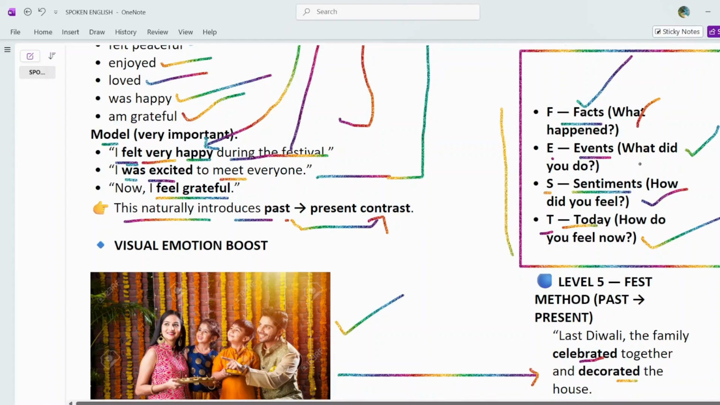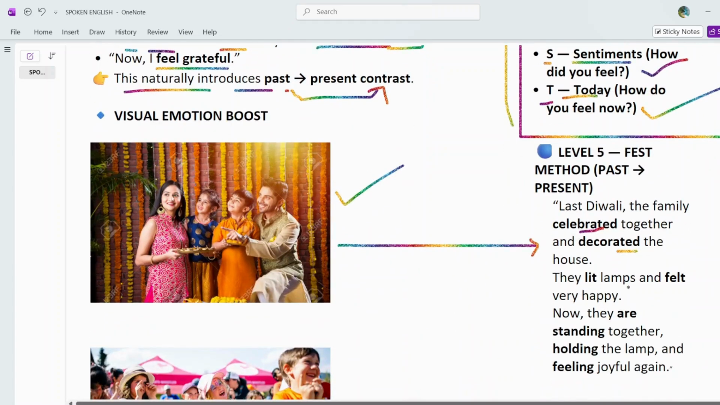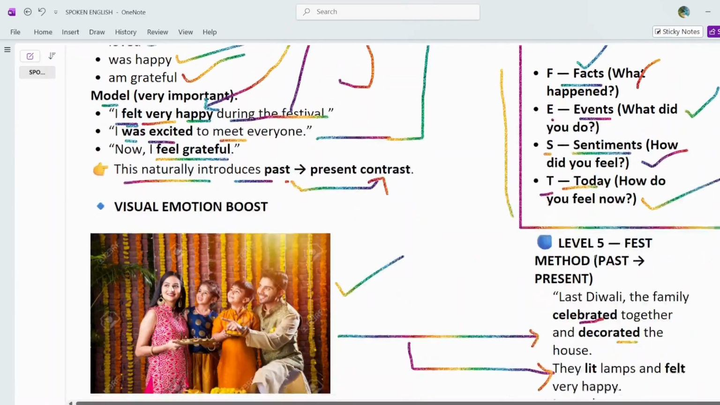What did they do? Okay, what did you do or what did they do? So, events. All right, events. What did they do? They lit lamps and felt very happy. That is sentiments. That is how did you feel or how did they feel? Because when you're describing a picture, it becomes they, correct? Now, when you're describing an event that has happened in your life, it becomes you.